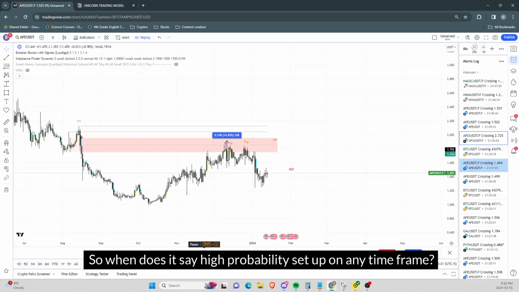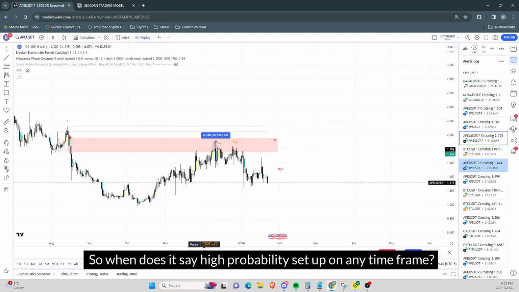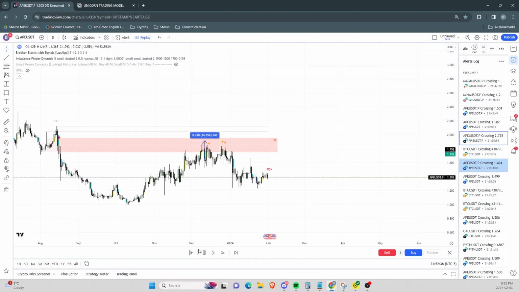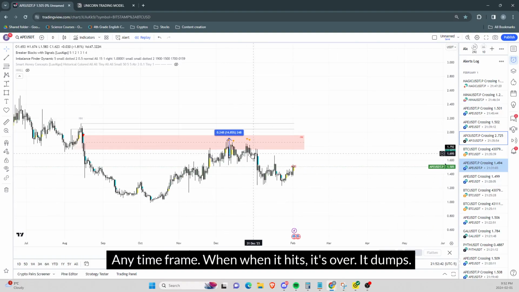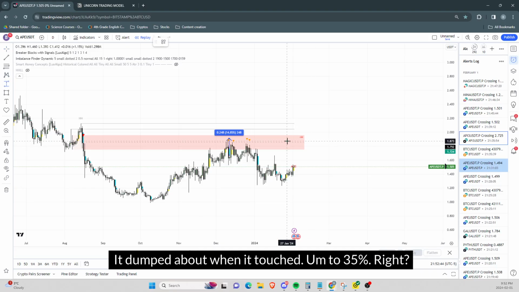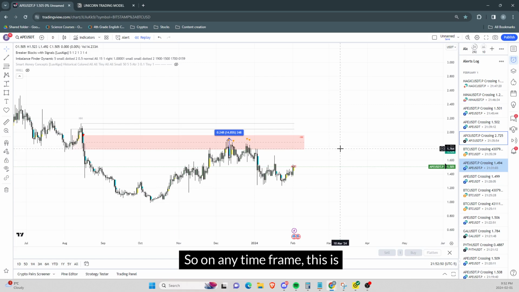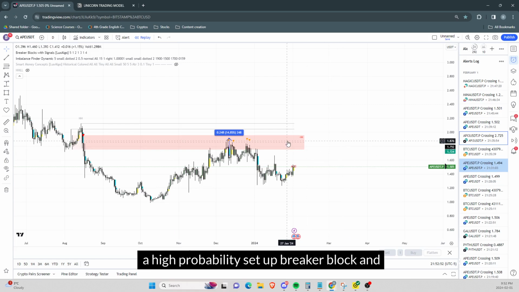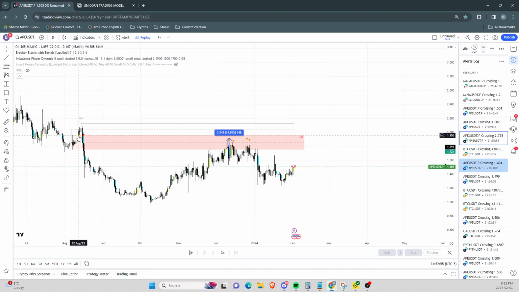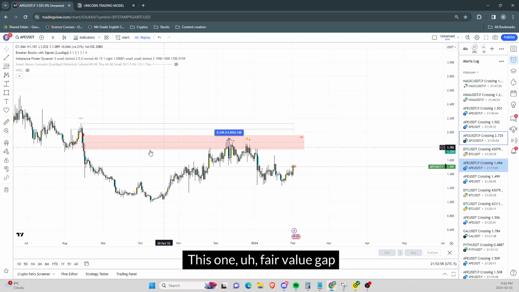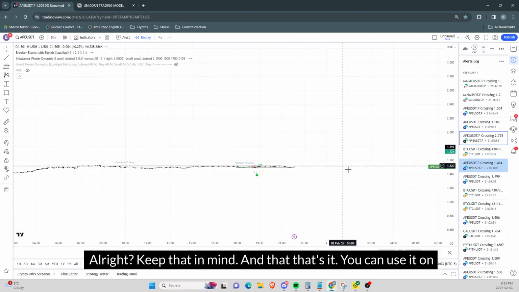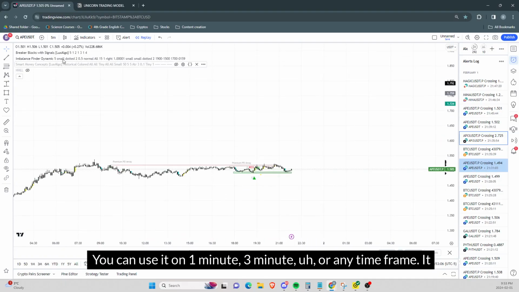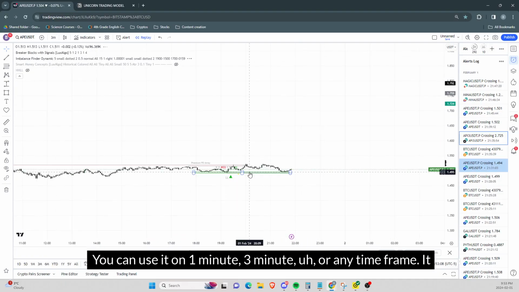See that? So this is a high probability setup on any time frame. When it hits, it's over. It dumps. It dumped about 35% when it touched. So on any time frame, this is a high probability setup. Breaker block and fair value gap overlapping is a high probability setup. All right, keep that in mind. And that's it. You can use it on any time frame. You can use it on 1 minute, 3 minute, or any time frame. It works on any time frame.